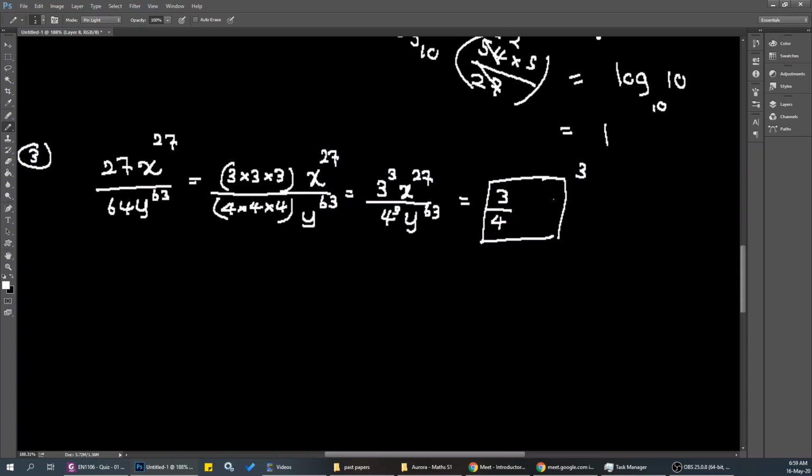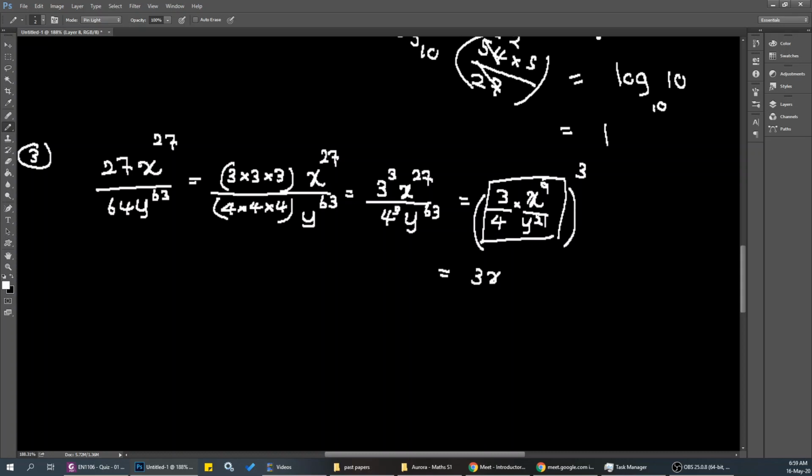So whenever we take the power of this one, we have 3 to the power 3 and 4 to the power 3. I'm going to write 27 like this, x to the power 9, right, over, and y as y to the power 21. See, the whole thing is raised to the power 3.